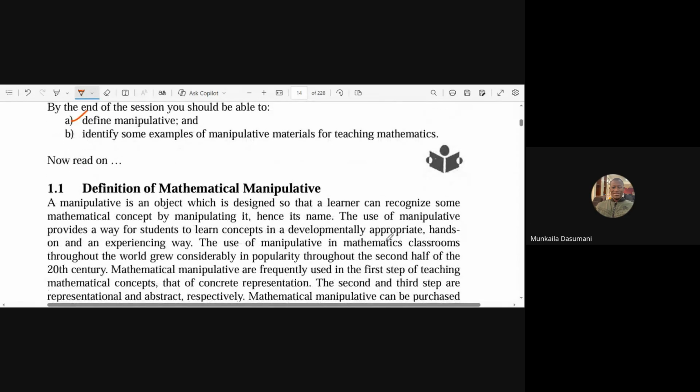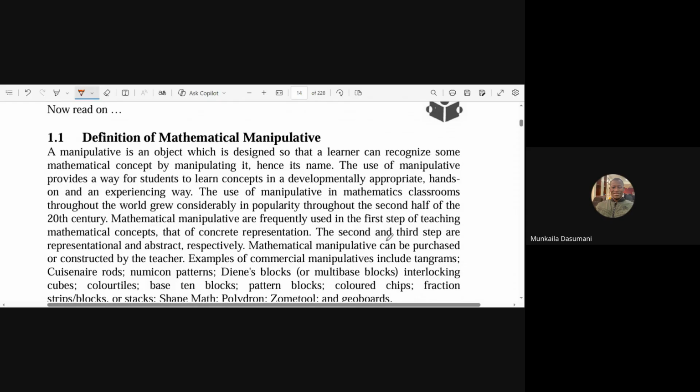Okay. So, the definition of a mathematical manipulative: a manipulative is an object which is designed so that a learner can recognize some mathematical concept by manipulating it. Once you are manipulating that thing, you can see some pattern or understand some concept. The use of manipulatives provides a way for students to learn concepts in a developmentally appropriate, hands-on and experiential way. Once you have your hands manipulating it, turning it, adding together, in the form of playing games, you see that the concept of what you are learning will come.